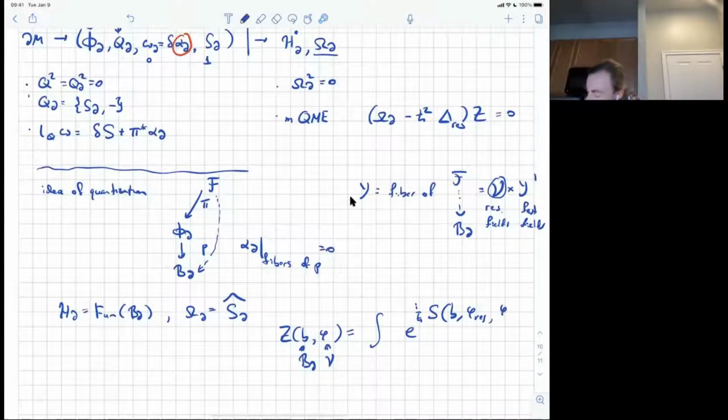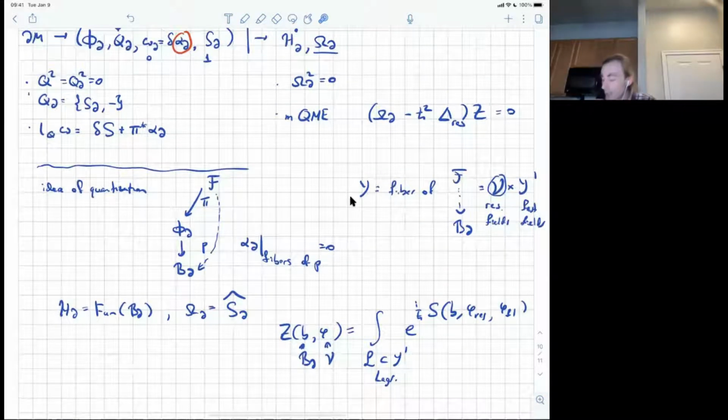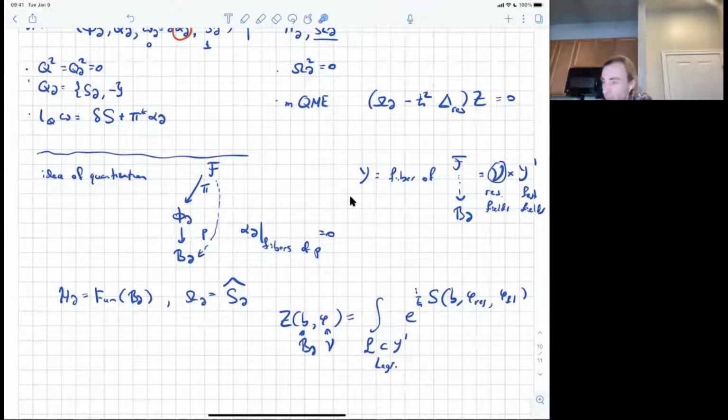Let me call it phi fluctuation. In fact, I want to integrate over a Lagrangian inside of Y prime. Well, this is a BV context. I need to cut out a Lagrangian for integration. And this is the gauge fixing Lagrangian. So that's the idea of the construction. And you can of course interpret this function that you're producing as an element of the space of states constructed this way times functions of residual fields. All right, so this is the idea to be made sense of in examples.